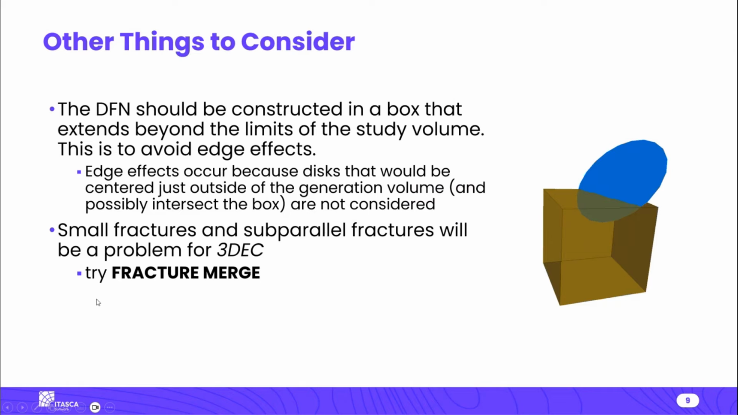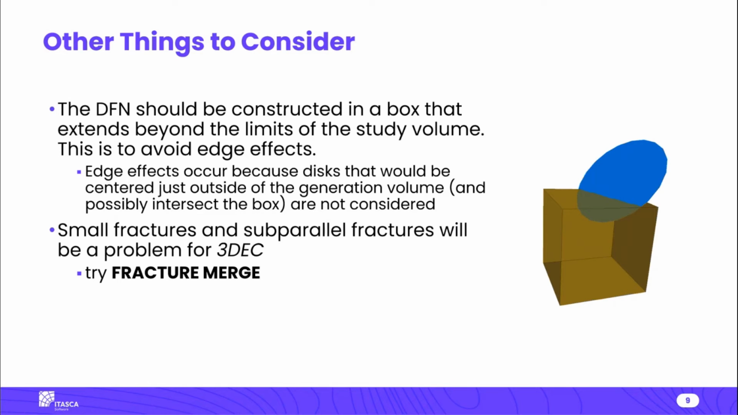Okay, other things to consider. You can create a DFN completely outside of 3DEC model. So you can just create a whole bunch of disks and look at them. But we assume that probably you are wanting to create an actual 3DEC model out of this thing. What you should be careful of is that when you create the fracture network, it again randomly tries to put these disks into a box. If the centroid lies inside the box, it creates it. And if the centroid lies outside of the box, it doesn't create it.